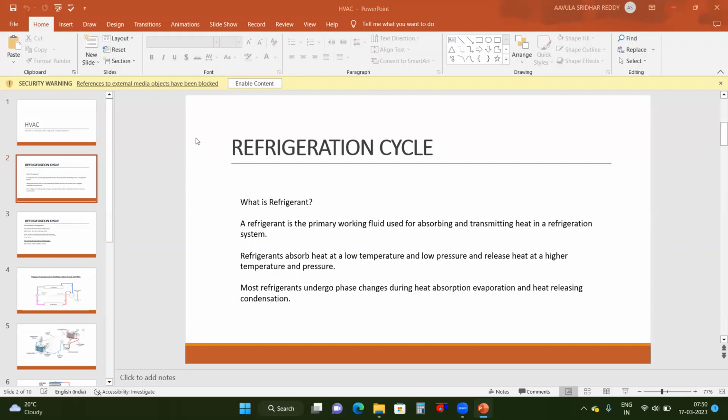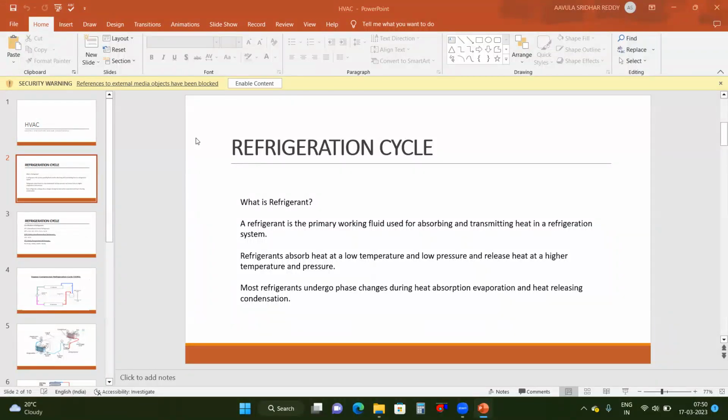Okay, so today's topic is the refrigeration cycle. First we'll see what a refrigerant is. A refrigerant is the primary working fluid used for absorbing and transmitting heat in a refrigeration system. So it is just a working fluid.